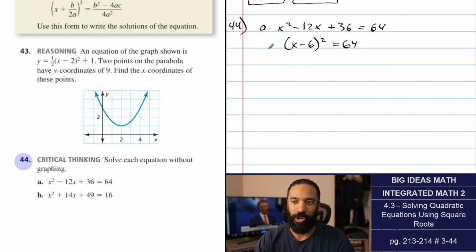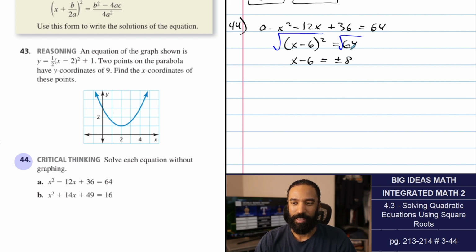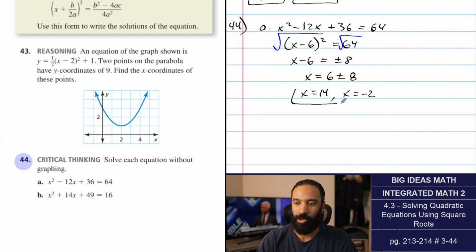And in doing so, we could take the square root of both sides. You know what would have been better for their case? To have used a number over here that wasn't a perfect square. Anyway. So, you take the square root of both sides, you get x minus 6 equals, and this is positive or negative 8, being the square root of 64. If I add 6 to both sides, I get x equals 6 plus or minus 8. Now, 6 plus 8 is 14. 6 minus 8 is negative 2.